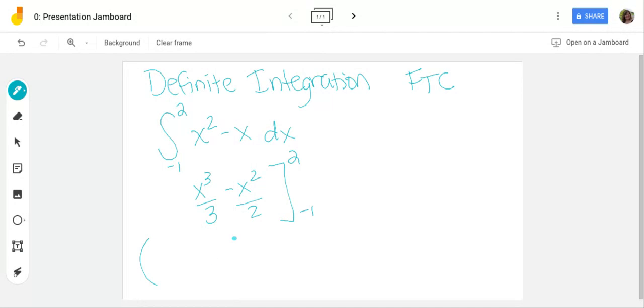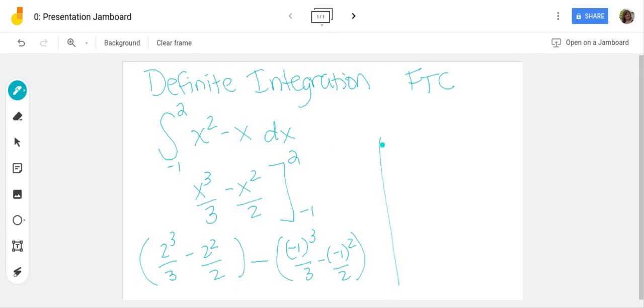So then we do our fundamental theorem of calculus. We're going to plug a 2 in first. So 2 cubed over 3 minus 2 squared over 2. And then we're going to plug -1 in. So -1 cubed over 3 minus -1 squared over 2. And if you were on the free response part of your test, you would be finished. You would totally be done with this problem. But if we're doing multiple choice, we might want to finish out the math.